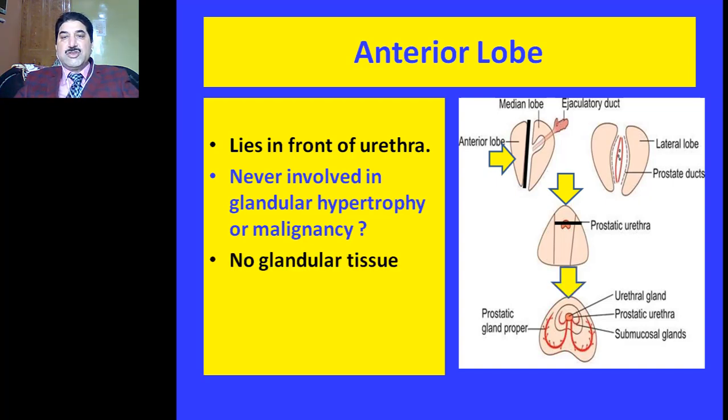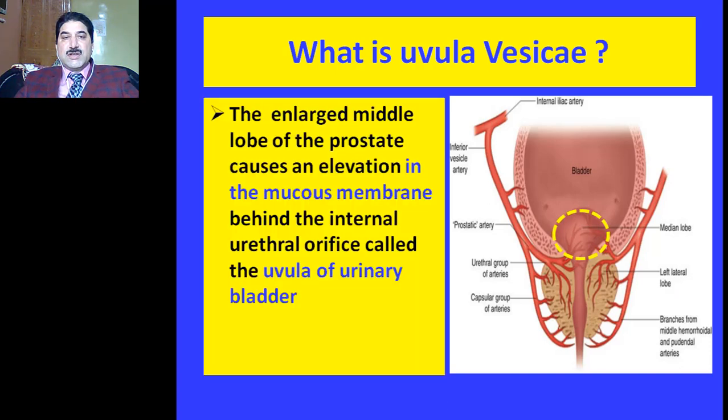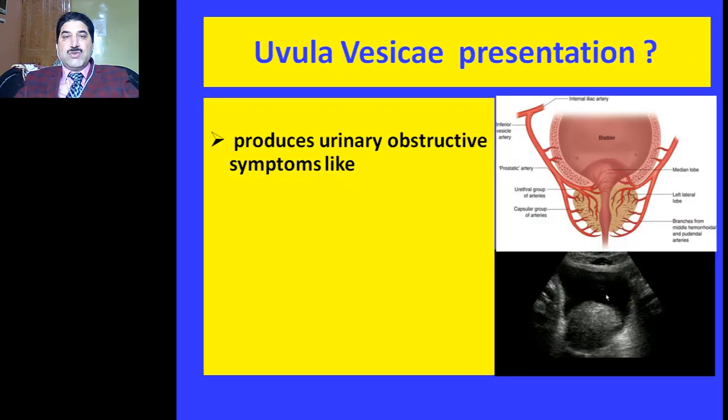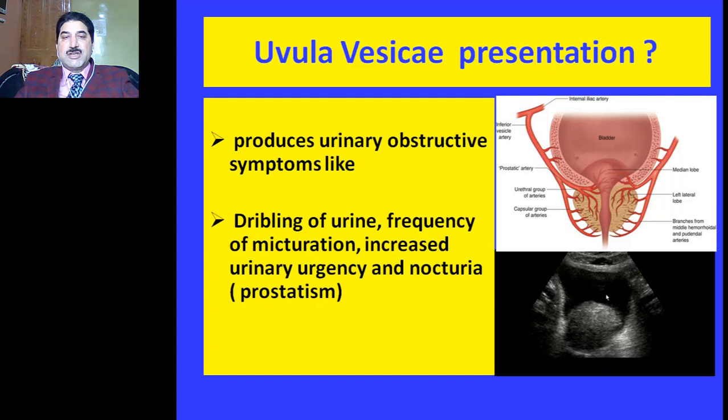The median lobe is also called the uvula vesicae. The enlarged middle lobe of the prostate causes an elevation in the mucous membrane behind the internal urethral orifice called the uvula of the urinary bladder, as shown by this encircled area. Uvula vesicae produces urinary obstructive symptoms like dribbling of urine, frequency of micturition, increased urinary urgency, and nocturia. It is diagnosed by ultrasonography.